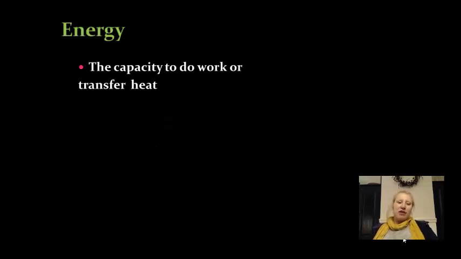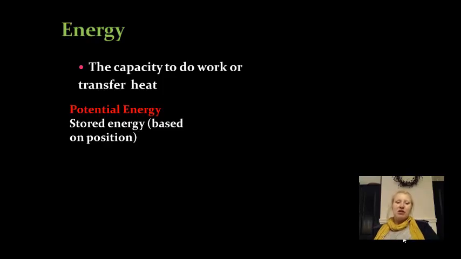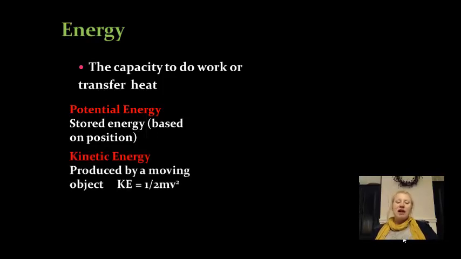Now, remember back to 8th grade physics, energy is the capacity to do work or to transfer heat. And there's two types of energy that you've primarily studied. The first is potential energy. And potential energy, remember, is stored energy. It's energy that's based on position. And the opposite of potential energy is kinetic energy, which is energy of motion. So it's produced by a moving object. And you might have learned in physics that kinetic energy is equal to 1/2 the mass times the velocity squared.